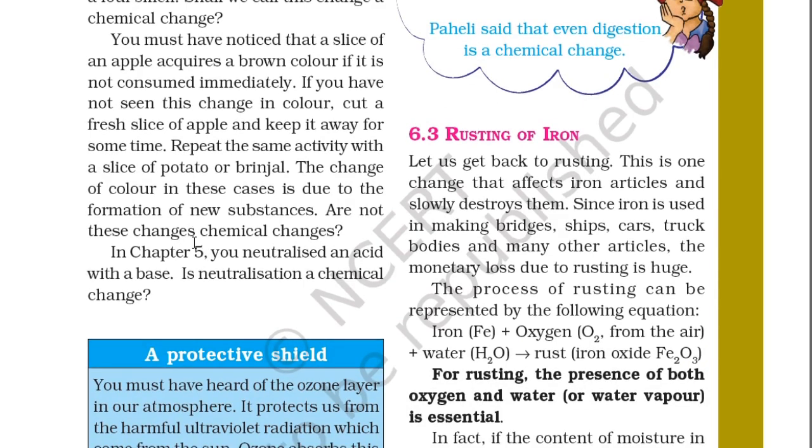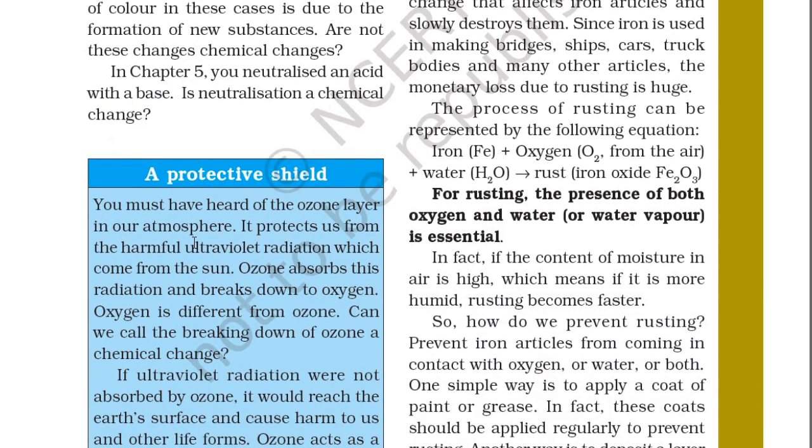A protective shield. You must have heard of the ozone layer in our atmosphere. It protects us from the harmful ultraviolet radiation which comes from the sun. So the ozone layer plays a very important role in stopping the ultraviolet radiation that comes from the sun. Ozone absorbs this radiation and breaks down to oxygen. Oxygen is different from ozone.